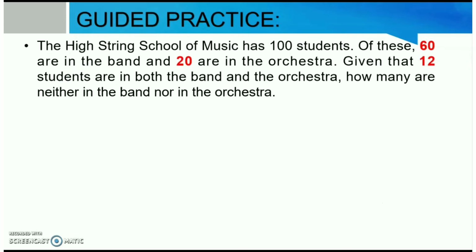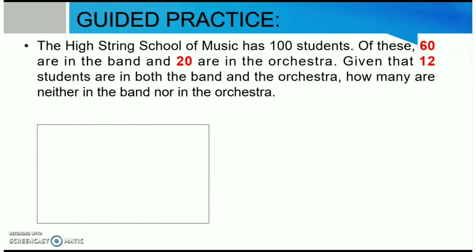Okay, now let's have another guided practice. The High String School of Music has 100 students. Of this, 60 are in the band and 20 are in the orchestra. Given that 12 students are in both the band and the orchestra, how many are neither in the band nor in the orchestra? So, meron daw 100 students yung High String School of Music, yung 60 daw ay nagbabanda and 20 ay nag-orchestra. And then yung 12 students ay parehas nagbabanda at nag-orchestra. Ang tanong, how many are neither in the band nor in the orchestra? Ilang estudyante daw ang wala sa banda at sa orchestra?